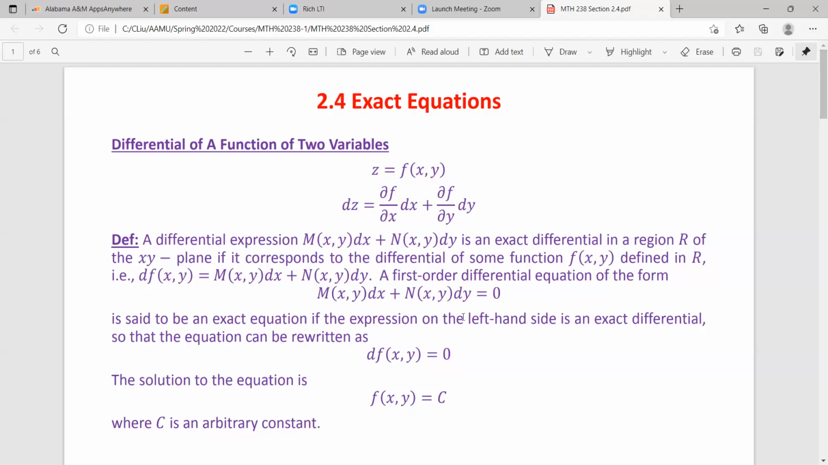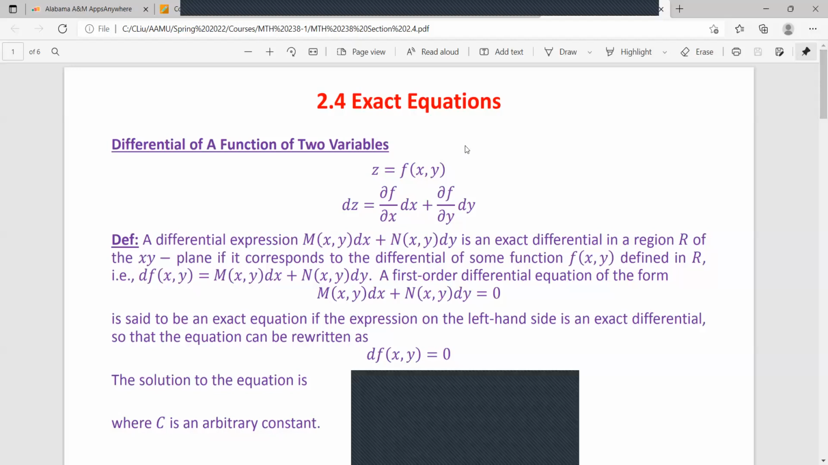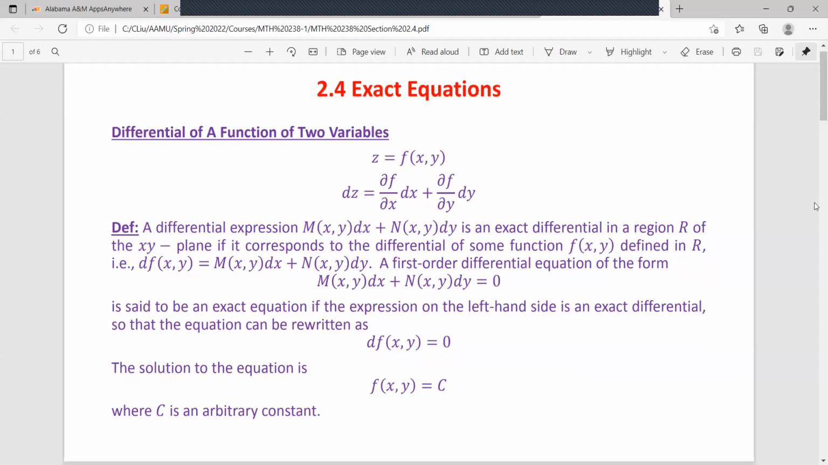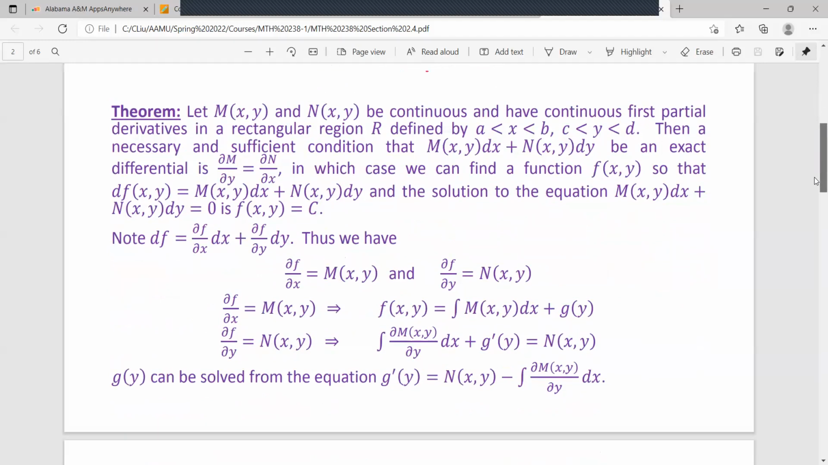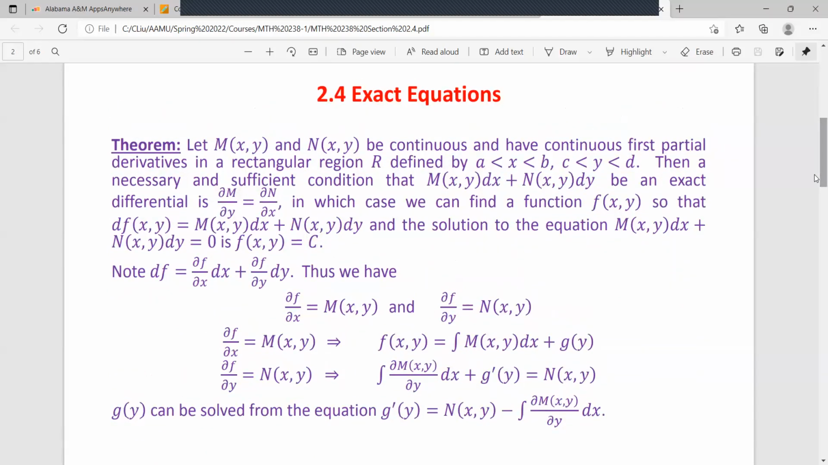So this is a little abstract, but let's see some examples. Then you know what I mean. Okay. Before we try to solve any problems, let's just start from a theorem.